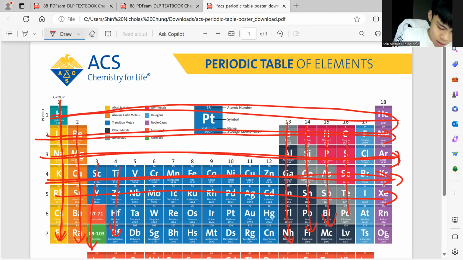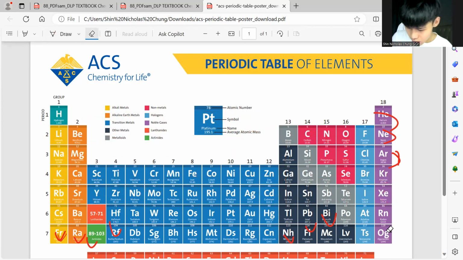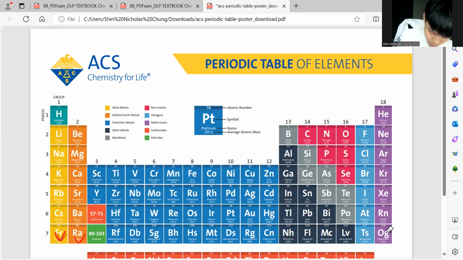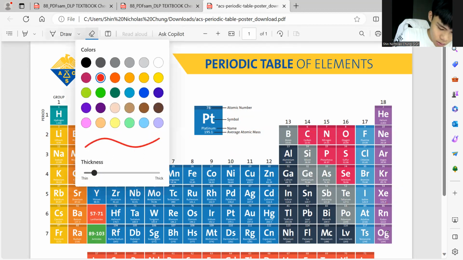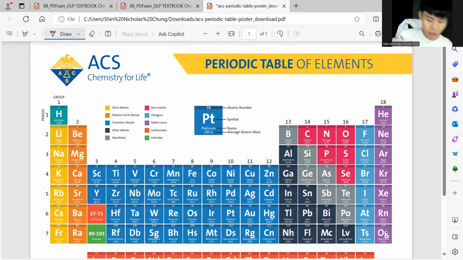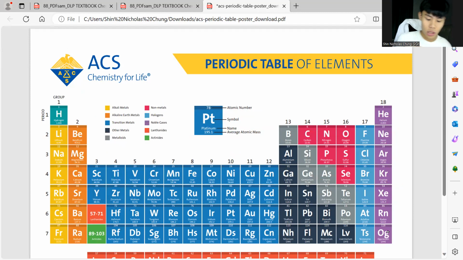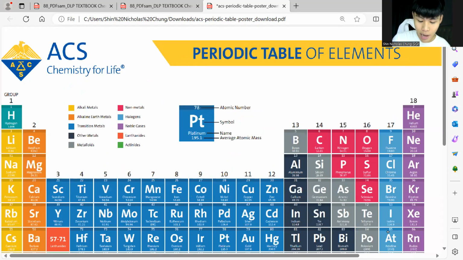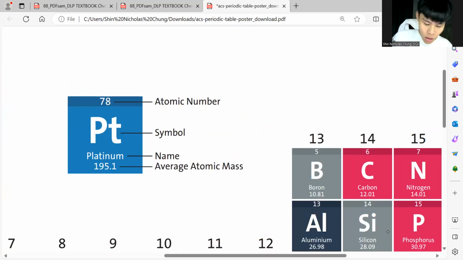Okay, so now you know how to look at groups and also periods. Now we look at something very basic that everybody needs to know. In an element, we have the symbol, the name, and also the atomic number and average atomic mass.